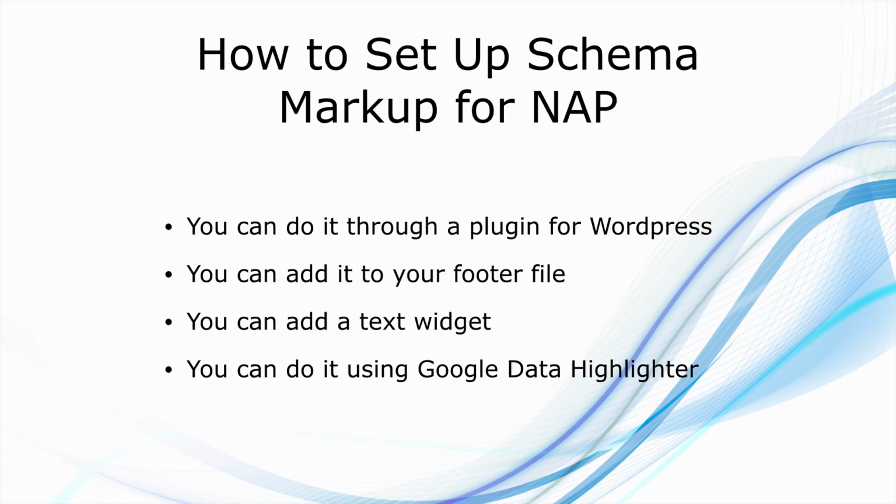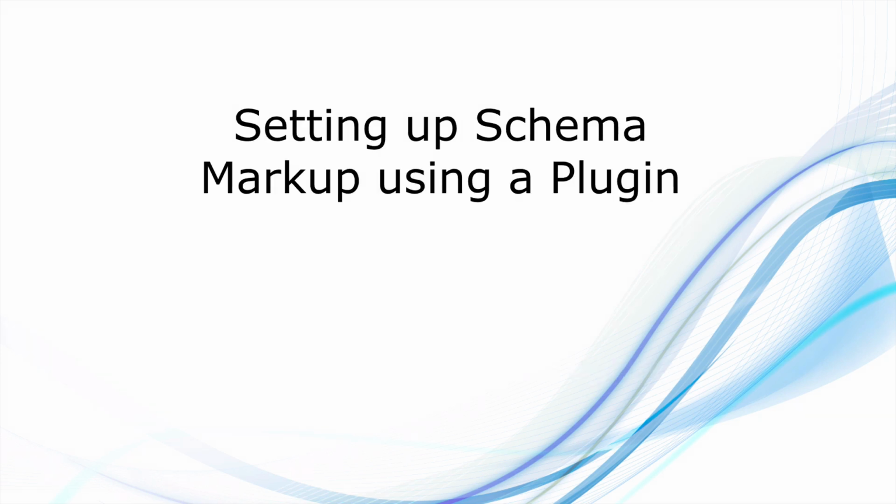But if you don't want to spend money on these things, there are obviously other ways, like you can add it yourself manually into your footer file. You can also add it using a text widget. You can also do it using the Google Data Highlighter. I'll show you exactly how to do all of these things so that you can set up your schema markup for NAP, or you can use the same method like I mentioned before to set up your schema markup for any information out there. So let's see how you can set up the schema markup using a plugin.